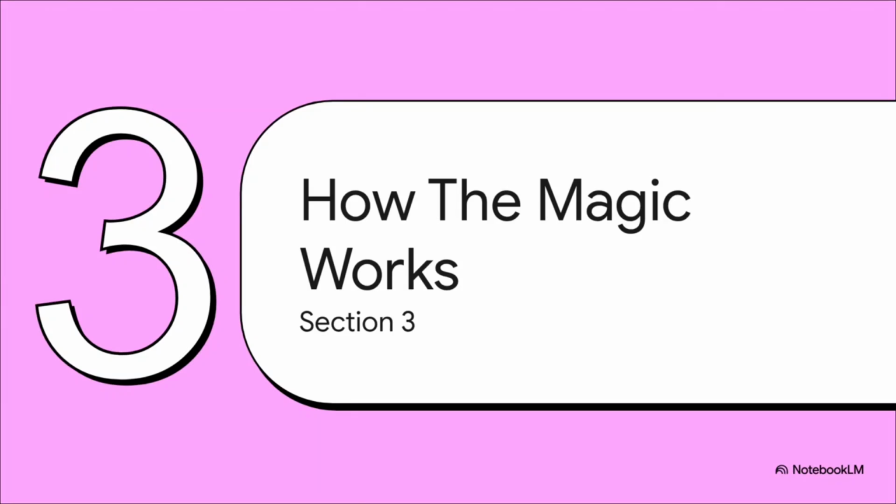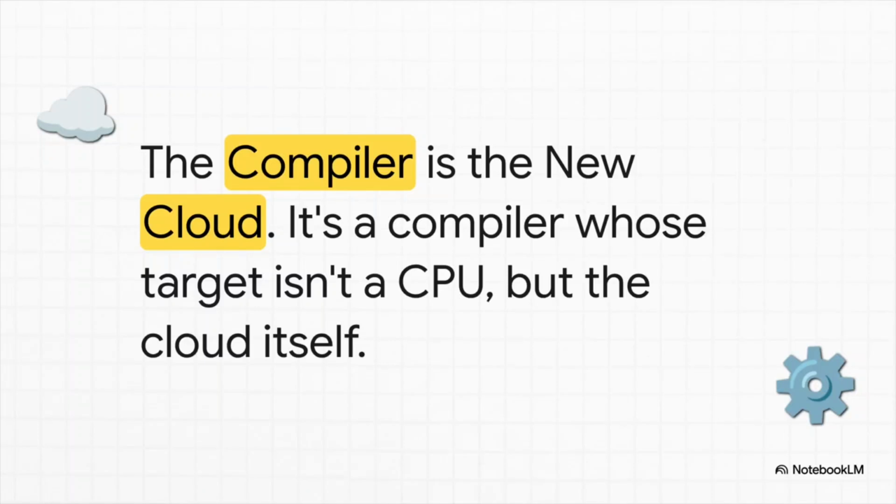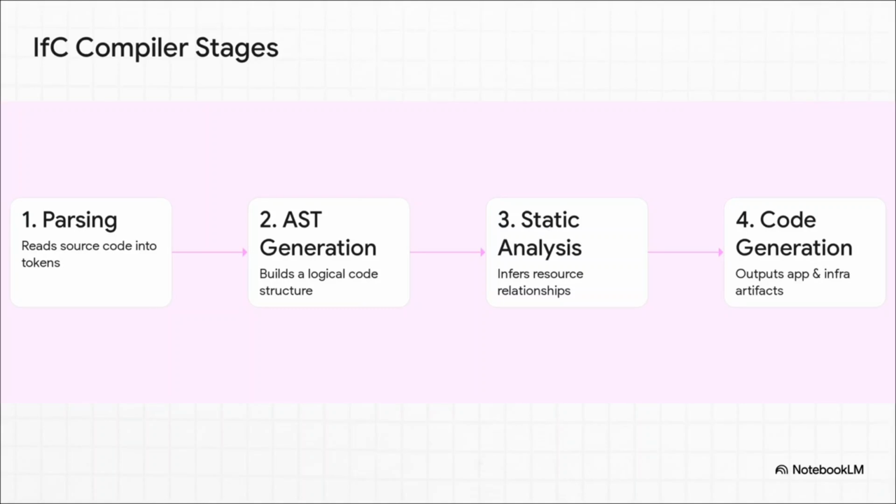Okay, so this might sound a little bit like magic, right? How on earth can a compiler know how to build a whole cloud environment? Well, let's pull back the curtain and see how it works. Here's a really powerful way to think about it. The compiler is the new cloud. An IfC toolchain is basically a super specialized compiler, but instead of targeting a CPU, its target is the cloud itself. AWS, Google Cloud, Azure, you name it. And it follows the same basic steps as any other compiler.